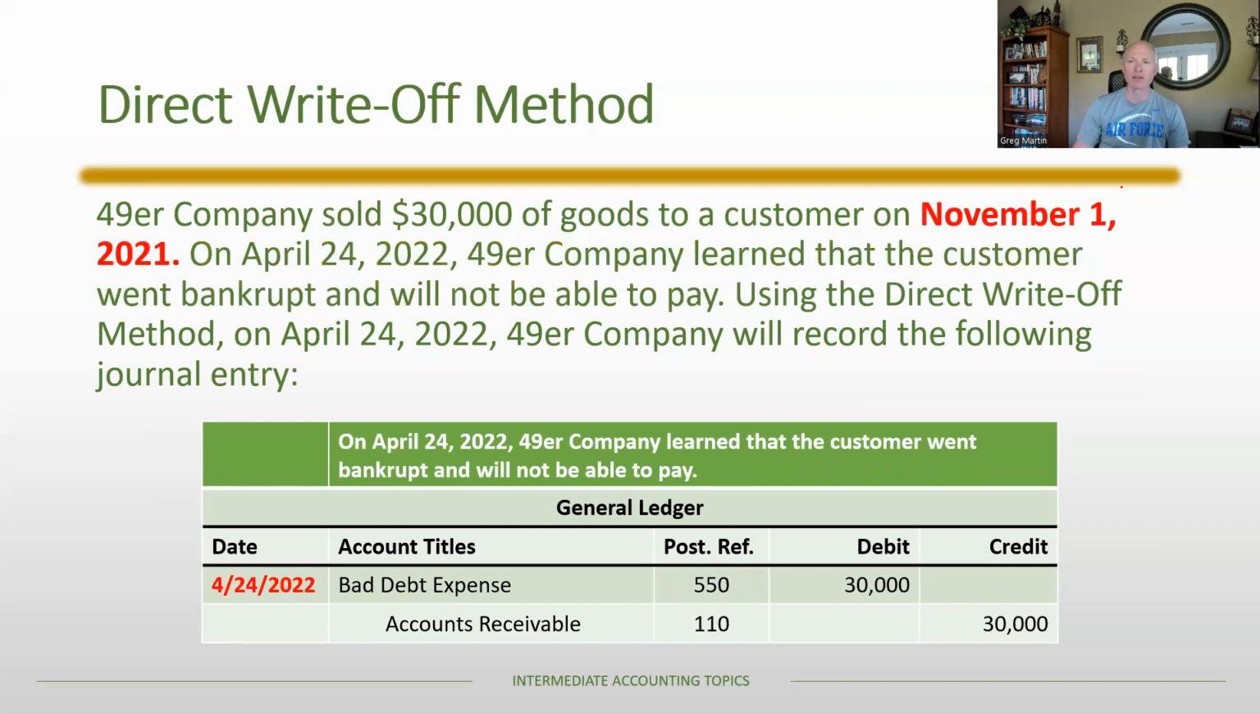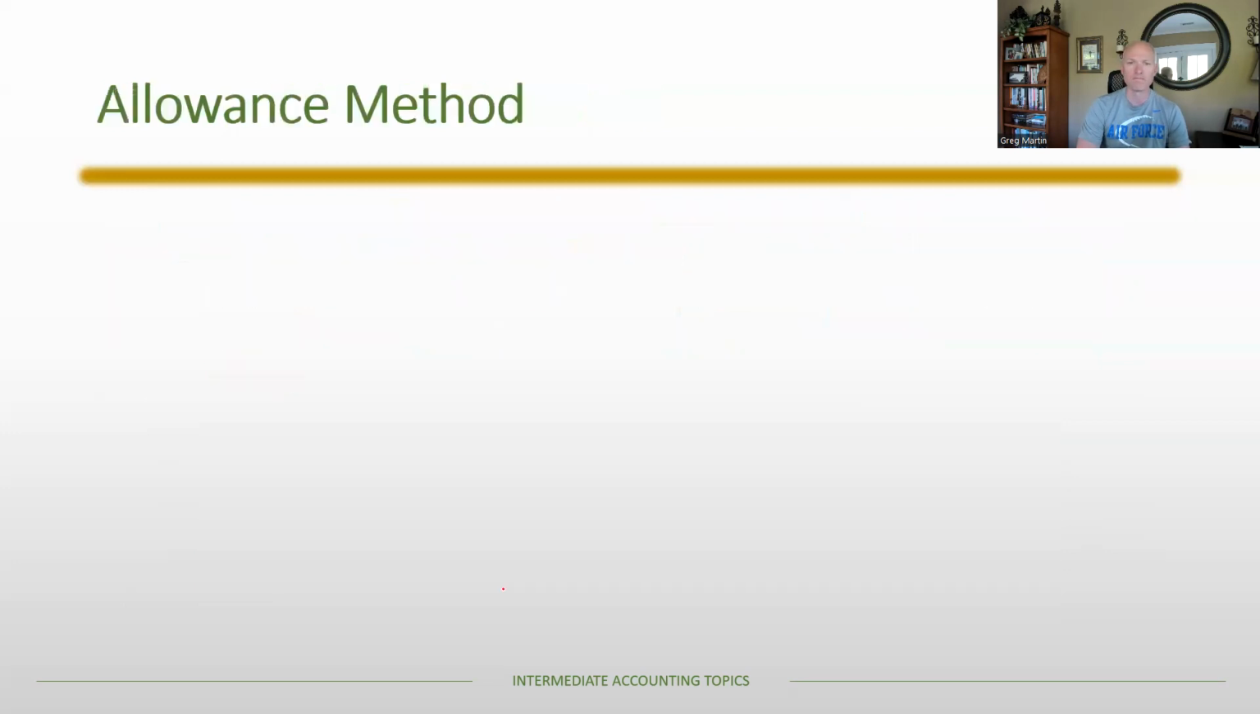Now, here's what I wanted to highlight though, is that the sale took place on November 1st of 2021, and the write-off took place in the following year. And so really what you have is income being overstated in 2021 and kind of indirectly being understated in 2022, just for this particular customer. And so that mismatch is the downside of the direct write-off. But if this company had $1 million in sales and this is the only account that was bad, who really cares? It doesn't really matter. But in other cases it could matter.